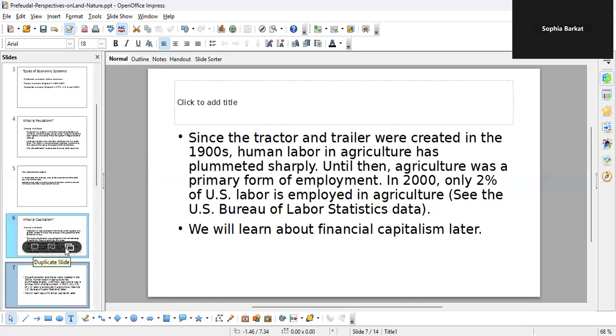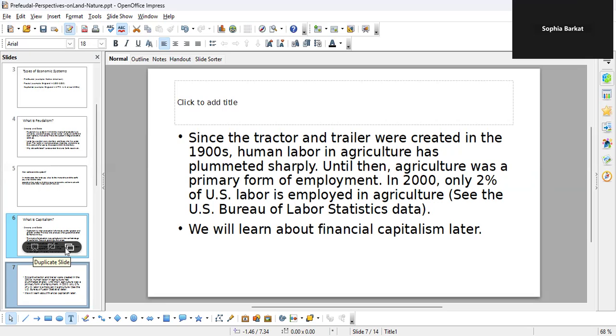So since the tractor trailers were created in the 1900s, human labor in agriculture has actually plummeted sharply. Until then, agriculture was the primary form of industry where most of the employment occurred. In 2000, only 2% of US labor was employed in agriculture, and the statistics are comparable today.